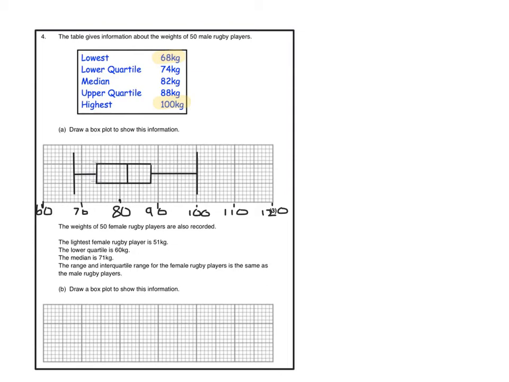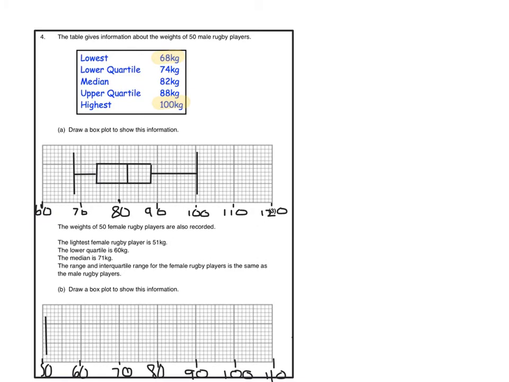We've also got some information for the female rugby players. So the weights of 50 female rugby players are also recorded. The lightest is 51. So let's draw that line on. There's 51. You'll notice that my scale this time I've started at 50. I need to start smaller than the males. Lower quartile is 60. Let's draw that on. Smaller line this time. Only the highest and lowest numbers have the big long lines. The median is 71.